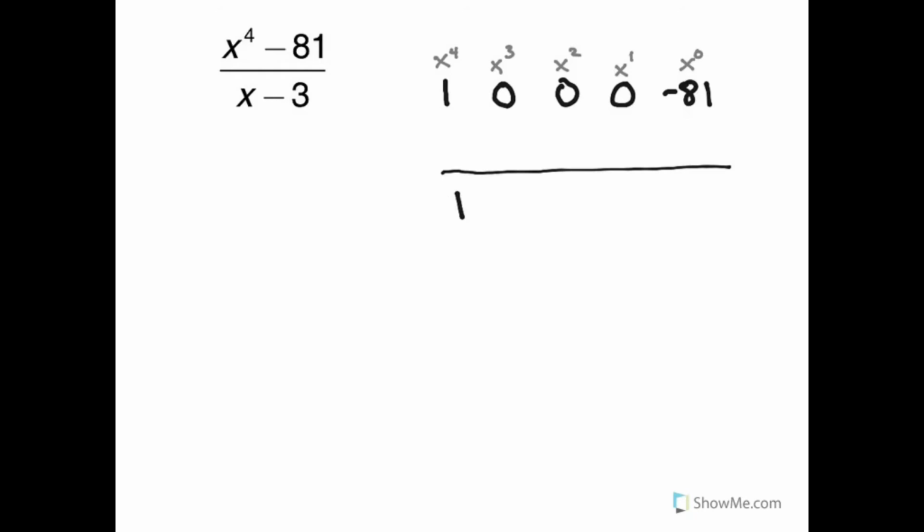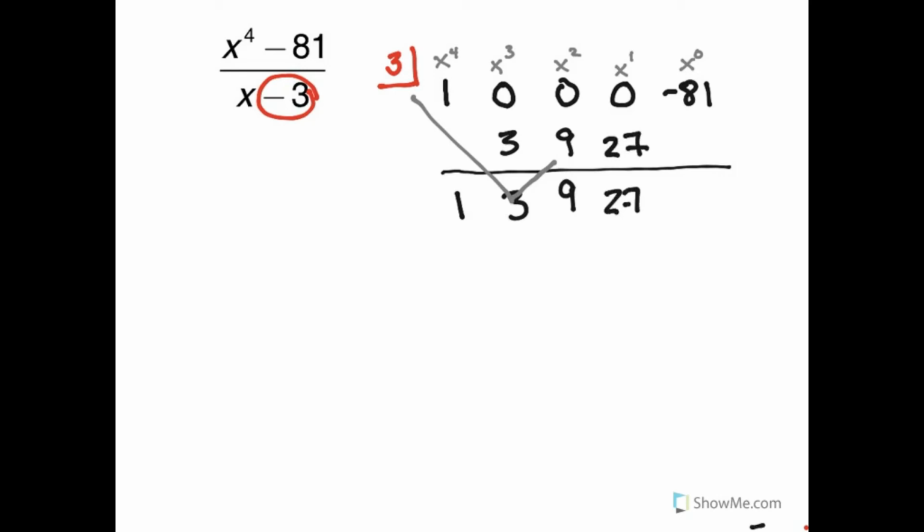But I haven't written the divisor yet. So I have a negative 3 here. I put the opposite in the corner. Alright, now I do the zigzag multiply, add, so forth. So 3 times 1 is 3. 0 plus 3 is 3. 3 times 3 is 9. 0 plus 9 is 9. 3 times 9 is 27. 0 plus 27 is 27.